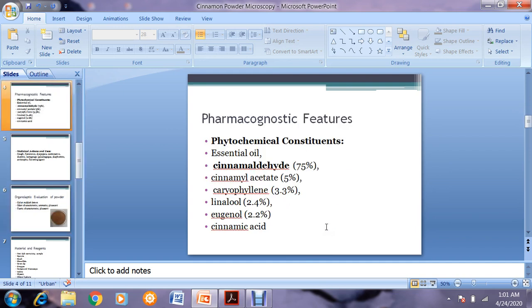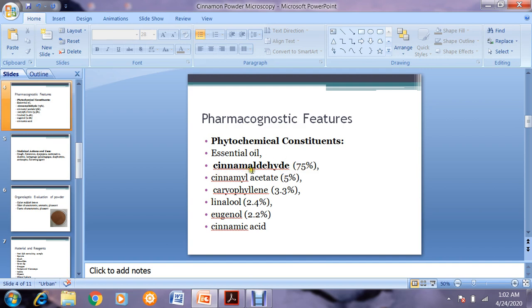Now it's coming towards the pharmacognostic features. First of all, we will see the phytochemical constituents that are present in it and responsible for its medicinal action and uses. It contains a large amount of essential oil. Essential oil or volatile oil, those oils which evaporate at room temperature. It contains different medicinal agents. The first one is cinnamaldehyde. Cinnamaldehyde is the major phytochemical constituent found in Cinnamomum zeylanicum, responsible for its major activities. It constitutes about 75% of the total phytochemical constituents present in it.